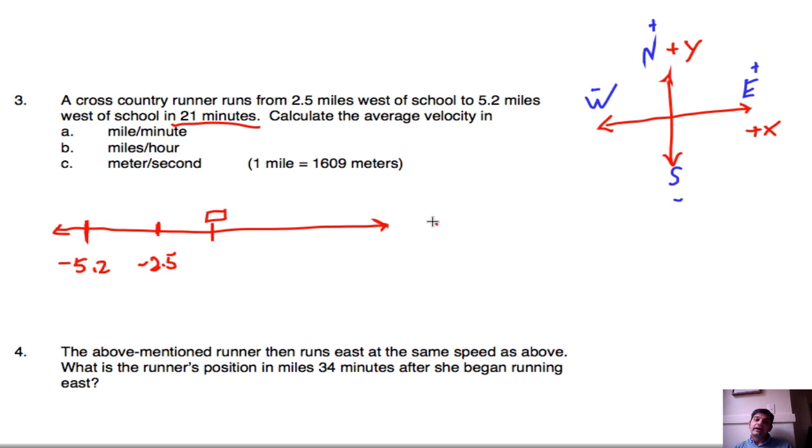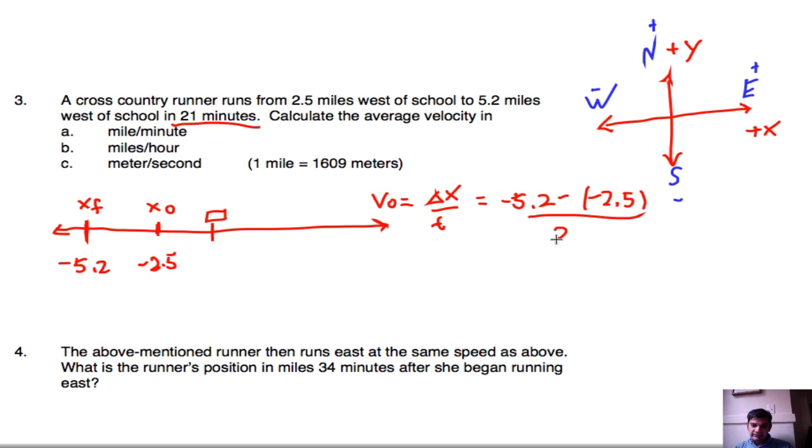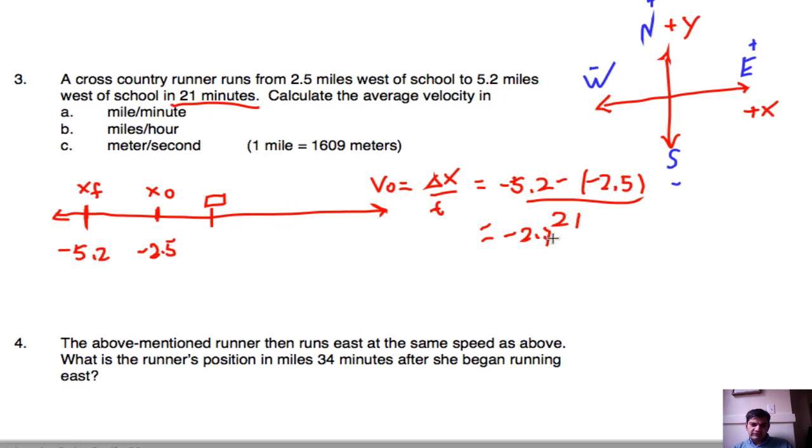So we have, this is x final, and this is x initial. So this is very much like the previous problem. Delta x over t is the velocity, and that's going to be negative 5.2 minus negative 2.5 divided by 21 minutes. So let's go ahead. Negative 2.7 divided by 21. So that's 0.128 miles every minute. Wow.